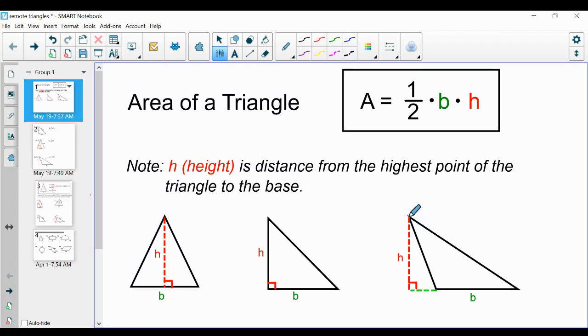That even works for an obtuse triangle. The highest point right here, straight down. Now it's not a part of the base. It doesn't touch the base there. It touches the extended base, like if I extended that. So let's go ahead and try a few examples.